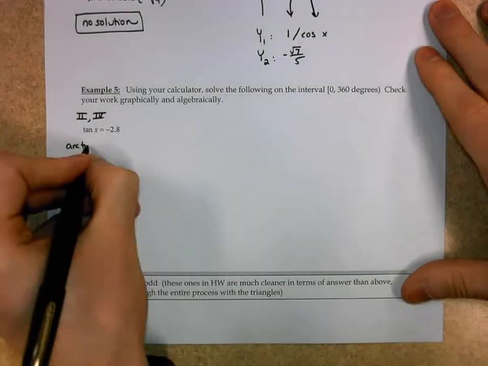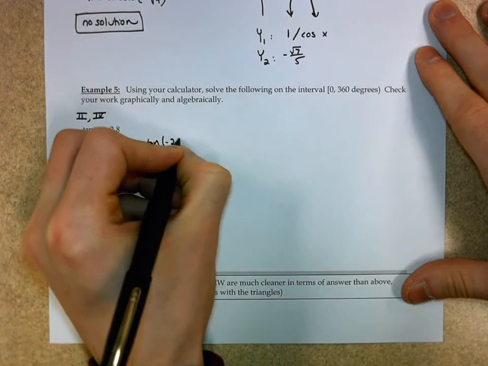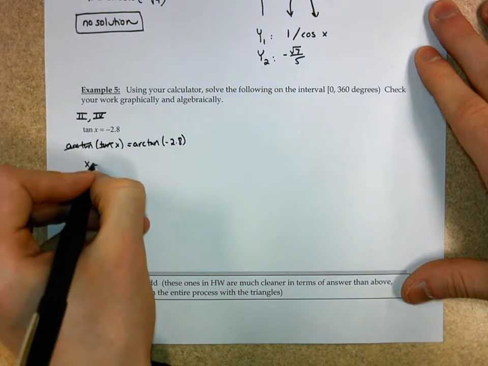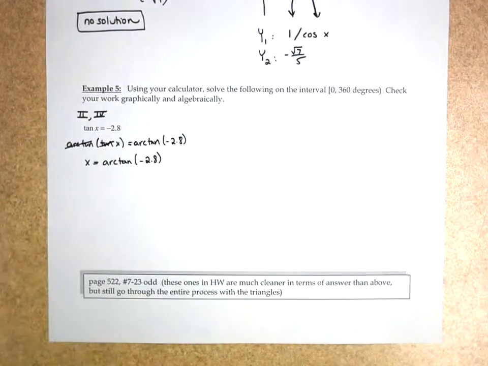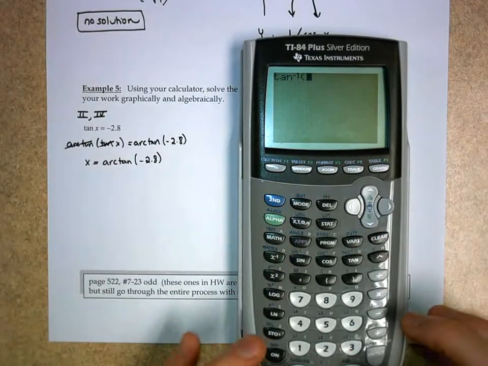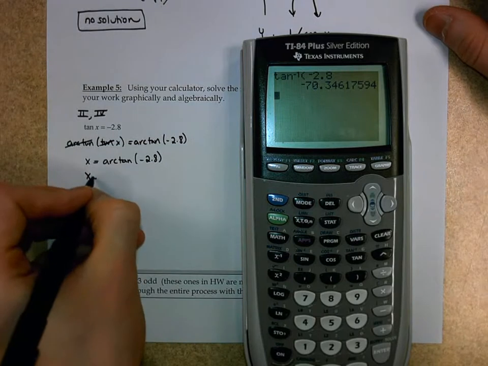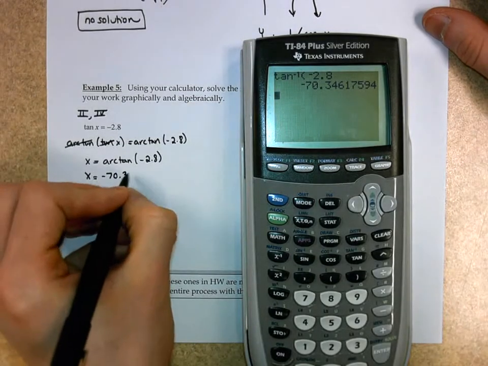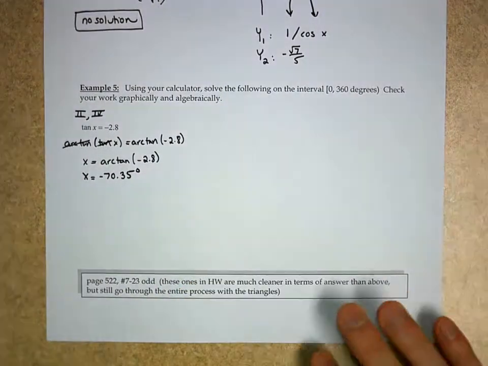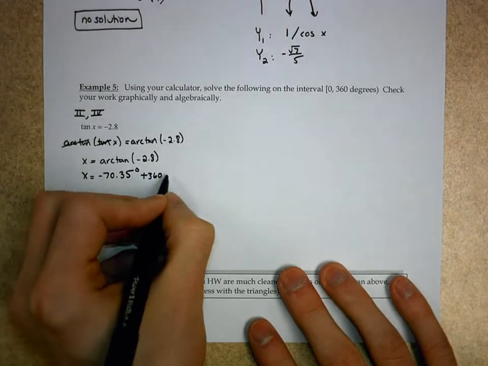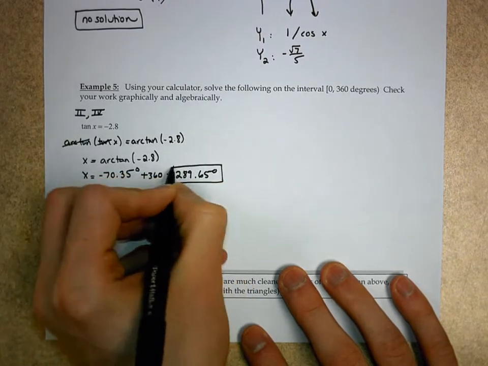We'll start by taking the arctangent to both sides. So arctangent and tangent cancel out. And we'll plug into our calculator the tangent inverse of negative 2.8, which gives me a negative 70.35 degrees. Now if you look at that, that's not between 0 and 360, so I'm going to have to add 360 to it to give me 289.65 degrees.